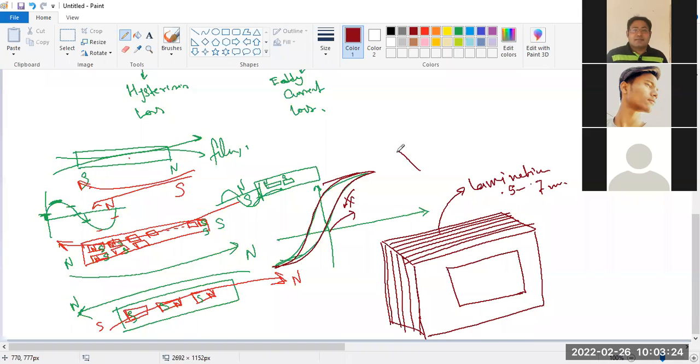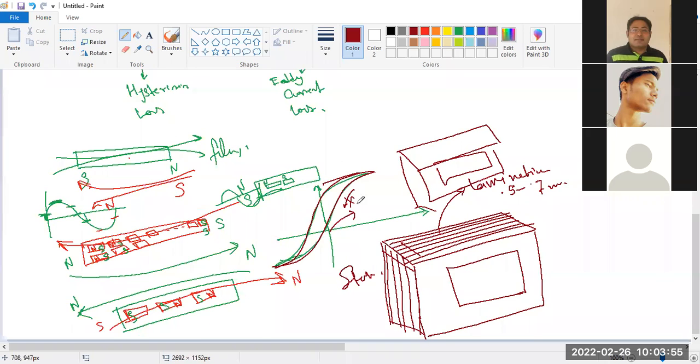The core material at first was made of pure iron, and it was a single block of material. But after it was found that hysteresis loss occurs, we have to make laminations and make a stack. Okay, a stack. Then it becomes a highly permeable material with less hysteresis loss.